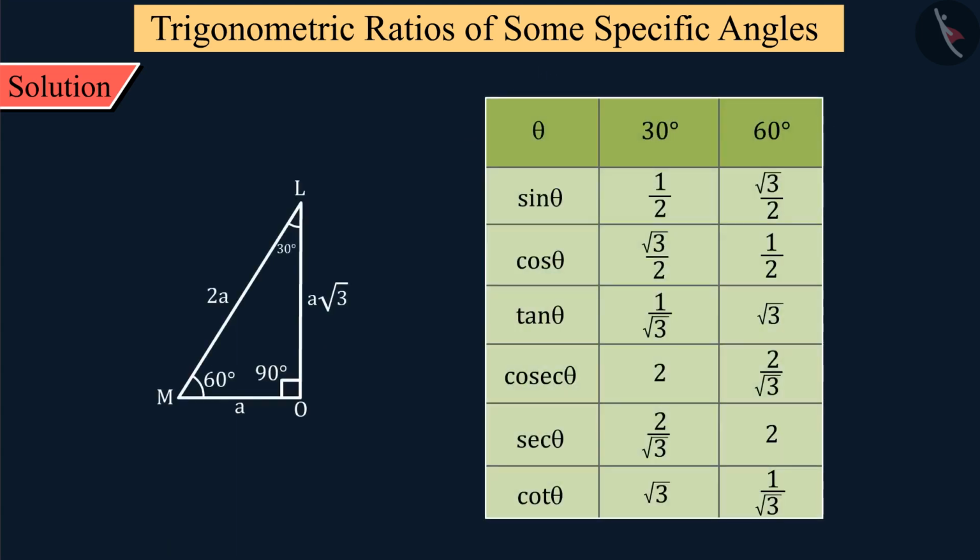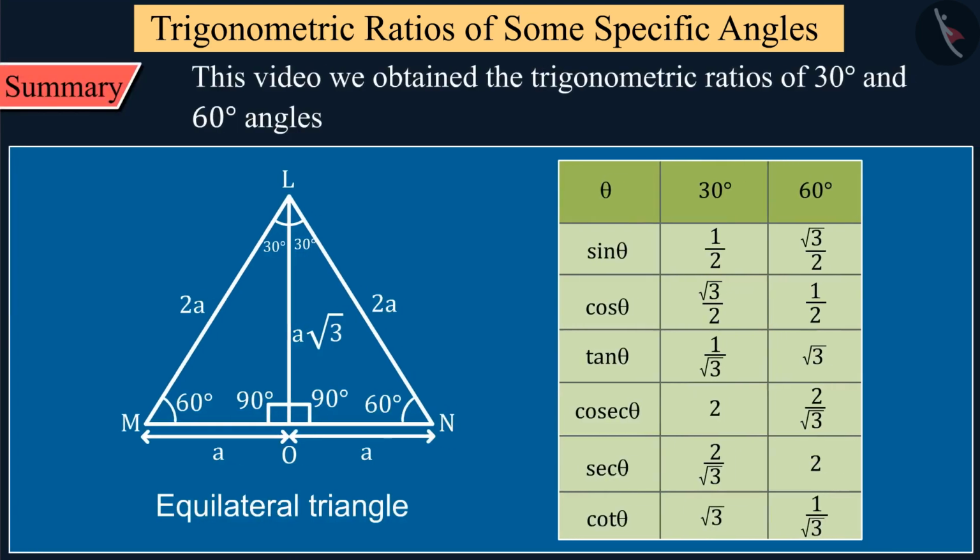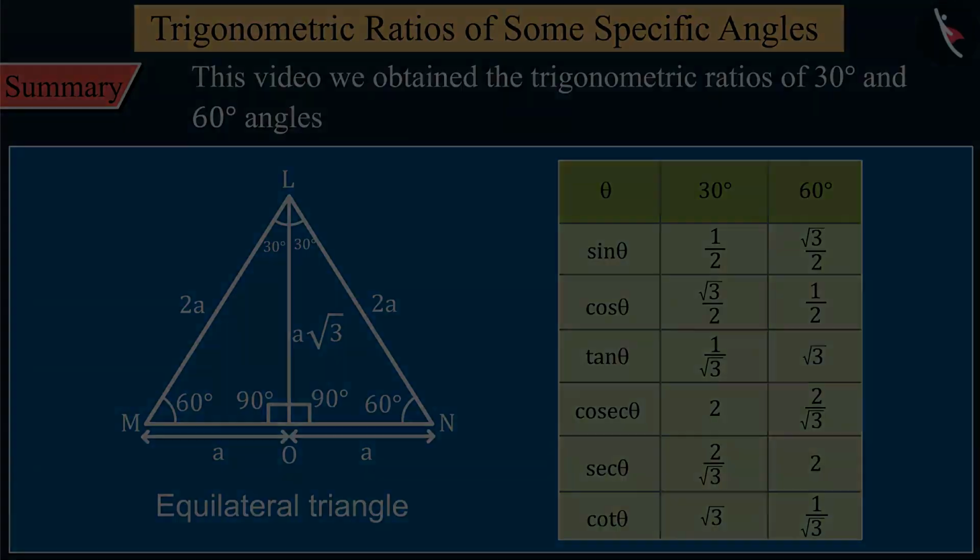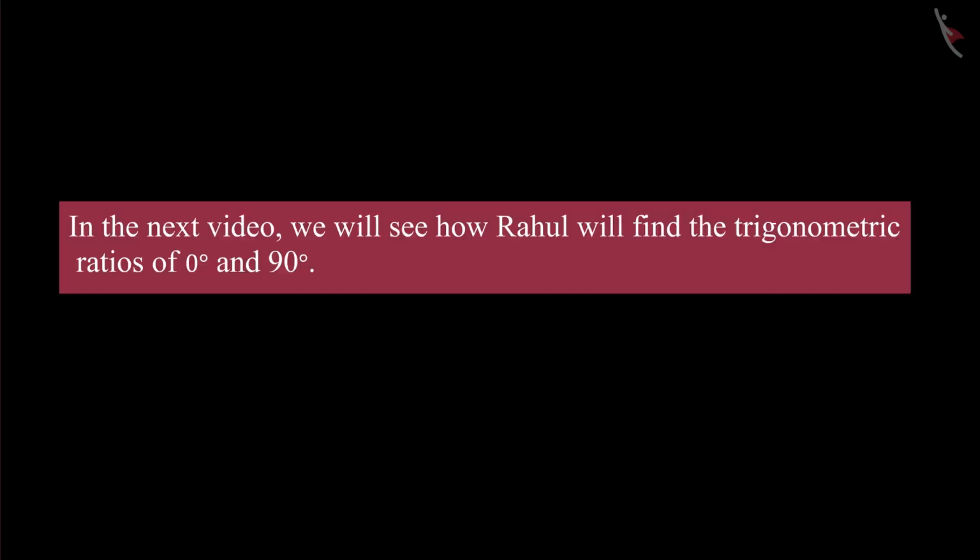Which are represented by the following table. Today, in this video, we obtained the trigonometric ratios of 30-degree and 60-degree angles. In the next video, we will see how Rahul will find the trigonometric ratios of 0-degree and 90-degree.